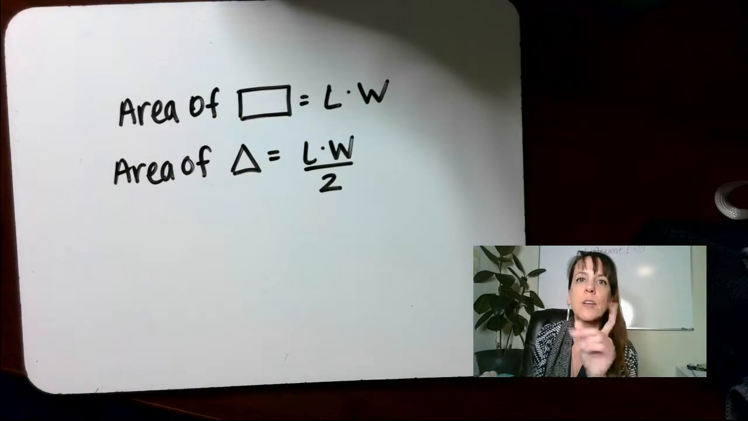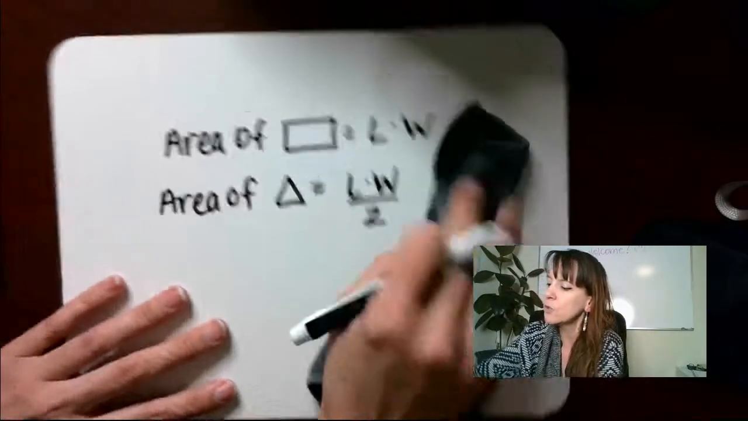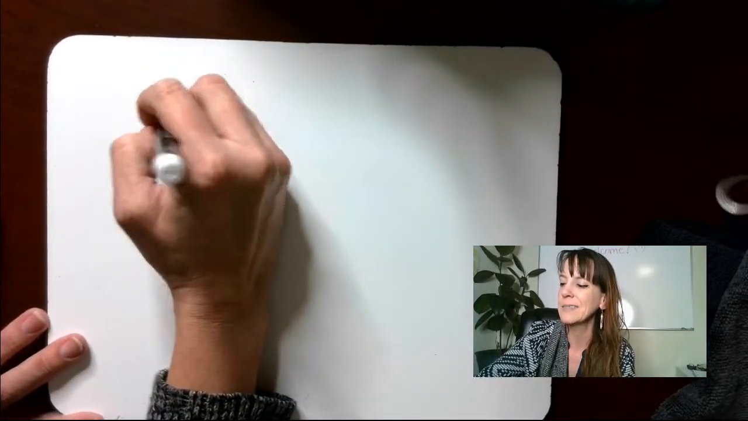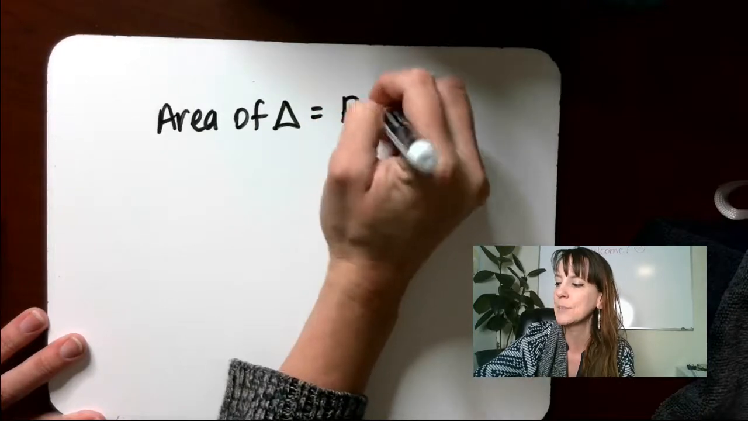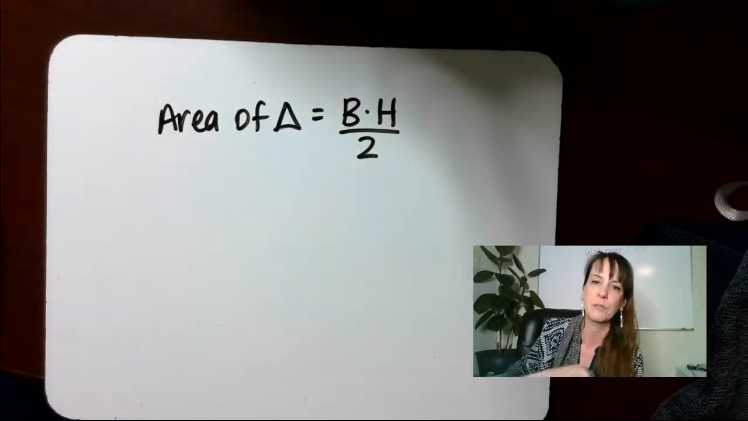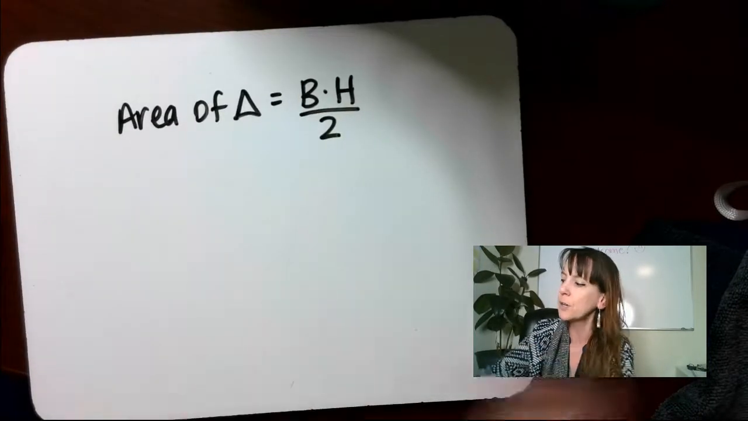Okay, so there is a key here though. When we're dealing with triangles, I would actually write it as, area of a triangle equals base times height divided by 2, because you'll see that referenced over and over again. So you've got your two formulas down. Let's talk about those triangles.